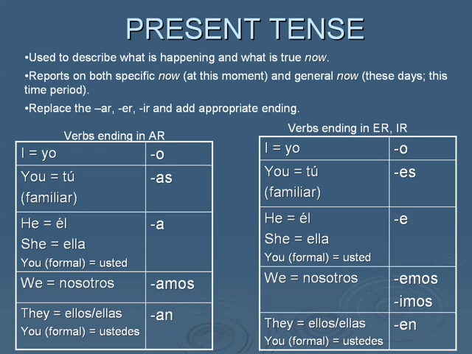If you're familiar with the person, you use tú. If you're not familiar and it's a formal situation, you use usted. These are the verb endings for all regular verbs. There's going to be irregular verbs. They do not follow these patterns in most of these tenses.